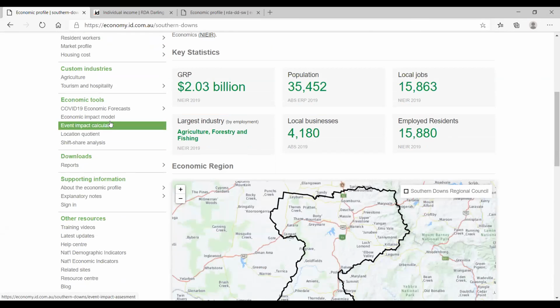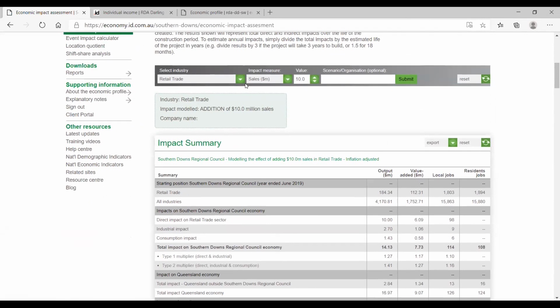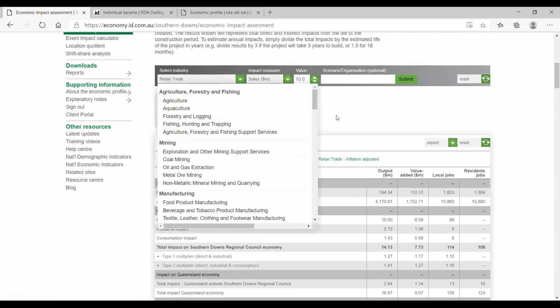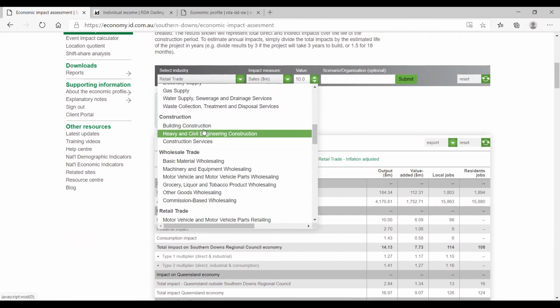Okay, so I'm going to come back down here. I'm going to click on economic impact model, and I'm going to run you through a dummy project. Well, it's not a dummy project. It's actually something that's happening in St George at the moment. They've got a community centre that they're building.